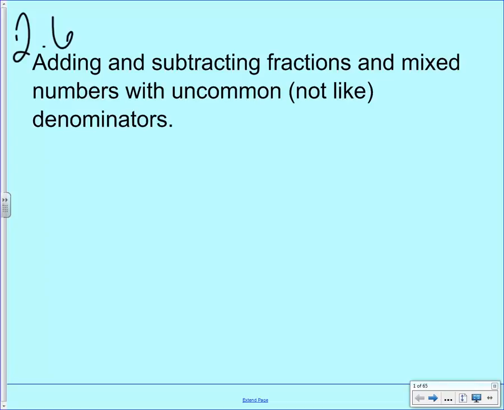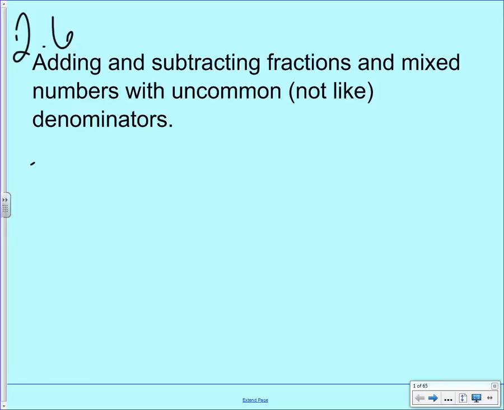Okay, so we're talking about section 2.6. We're going to add and subtract fractions and mixed numbers with uncommon denominators. Uncommon means denominators that are not the same. Once we get them to be the same, then we're going to follow the exact same rules for adding and subtracting just like we found in 2.5. So the only new part is going to be finding the common denominators, and then you follow the rules from 2.5. All right, so let's get started here.